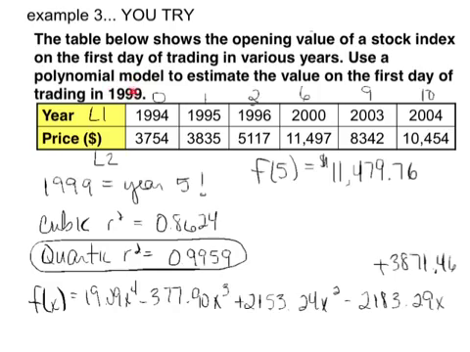And it wants to evaluate at 1999. 1999 will be year 5. Quartic fit best. And again, I'm showing all my work to sort of defend what I'm doing. Then I do the quartic regression, and I get my function. Then I evaluate that function at 5, which is 1999. And that's all we have for today. Good work.